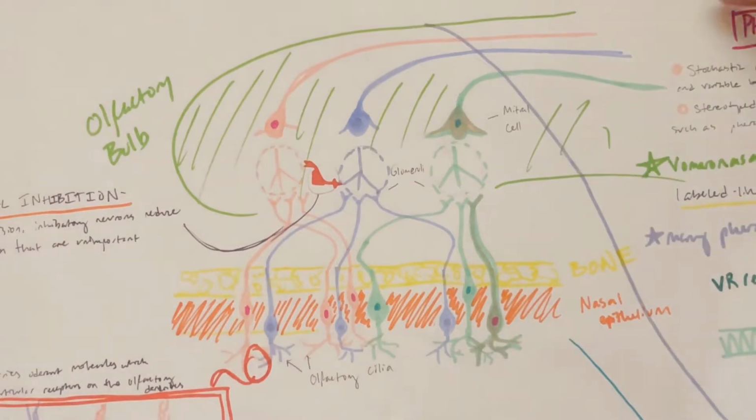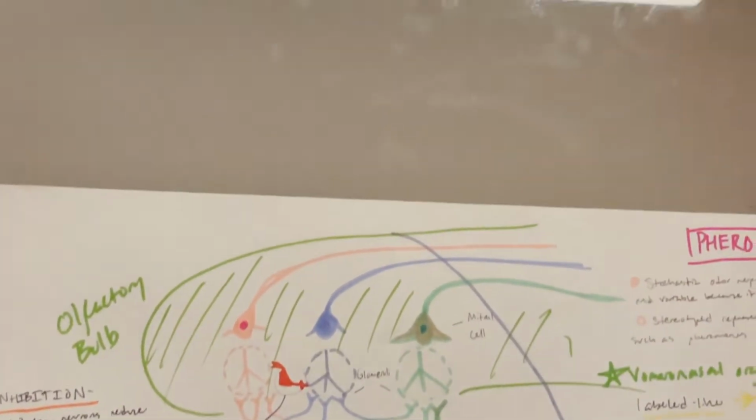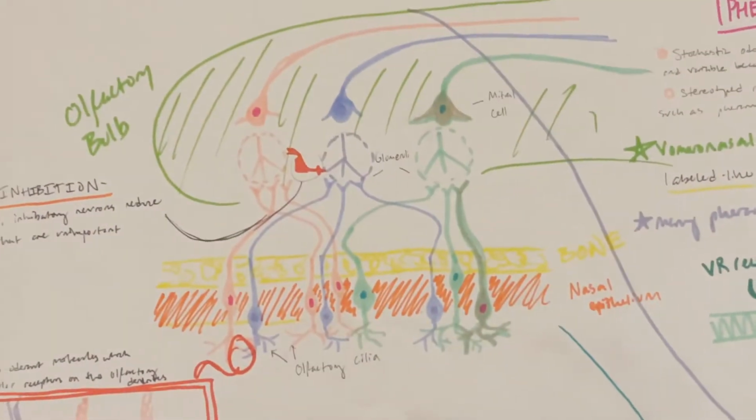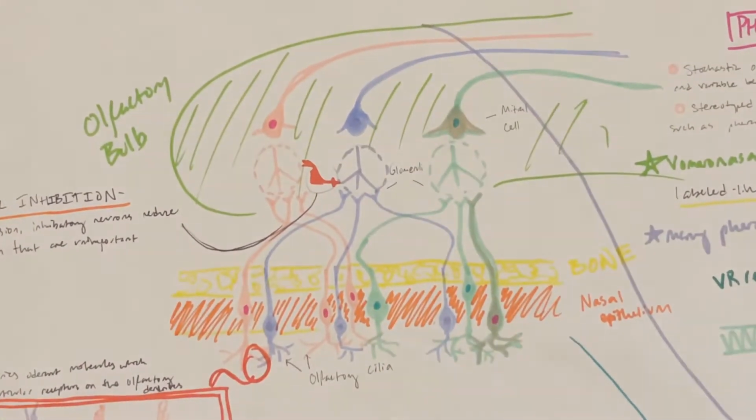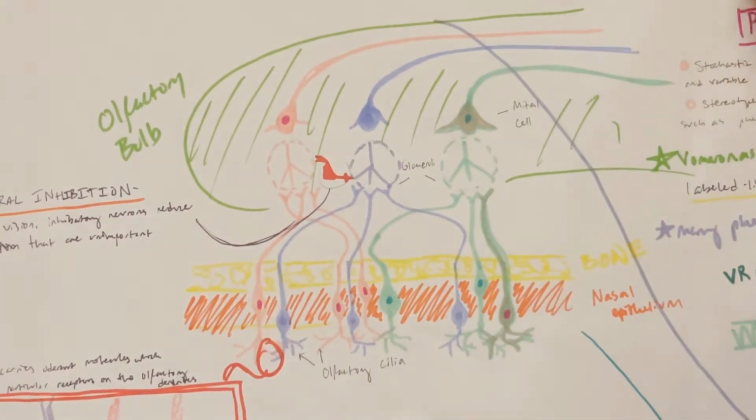And things that I'll be discussing later, such as combinatorial coding and labeled line, the location of that is going to depend on the ecological purpose.